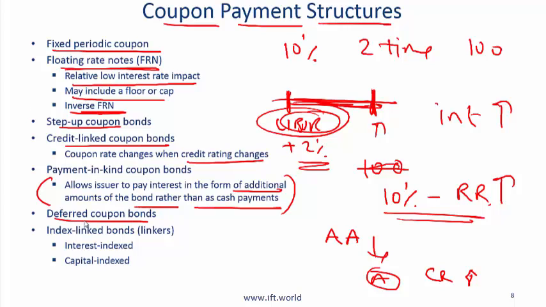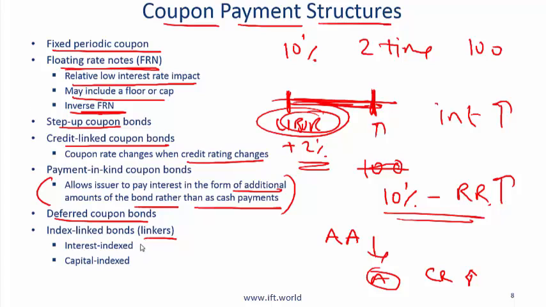Deferred coupon bonds, these allow the issuer to defer coupons. So you can think of a manufacturing company that has a long lead time before the plant becomes operational. So what they might do is issue a bond where they say that for the first 3 years we will not make coupon payments. So interest accrues, but the first coupon payment is made 3 years later. That would be a deferred coupon bond.